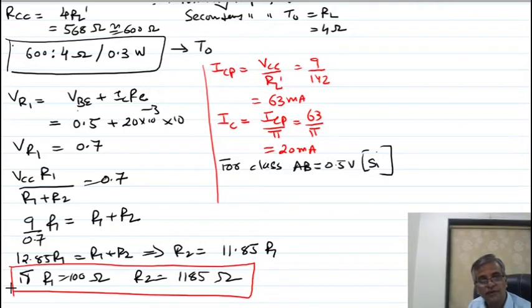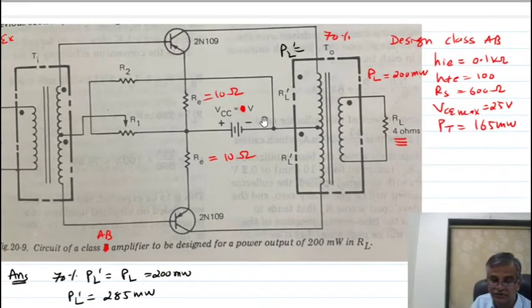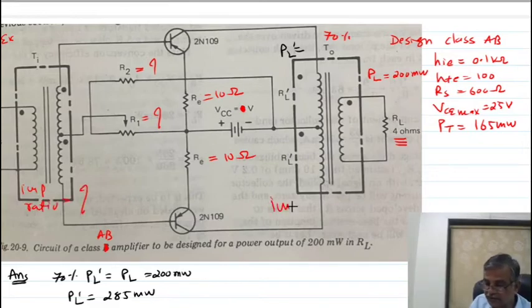Now we are talking about the input transformer TI. See what the case is, look here. They have written here design this. Design this means you have to find this value. What is the impedance ratio? What is the impedance ratio for TO? This is for TI. What is the value of VCC? Your VCC you decided 9 volt. So this is called designing.